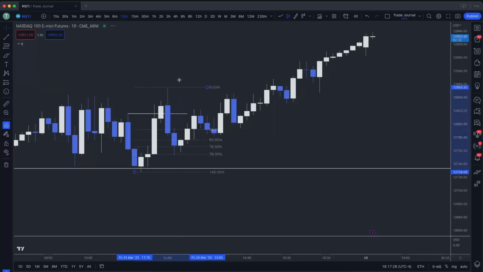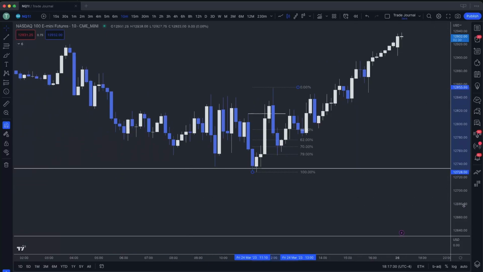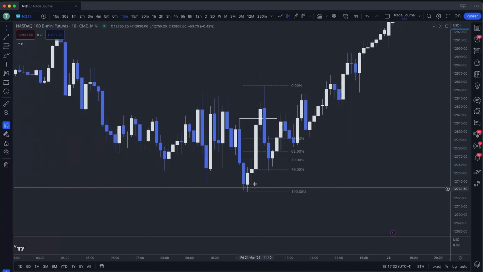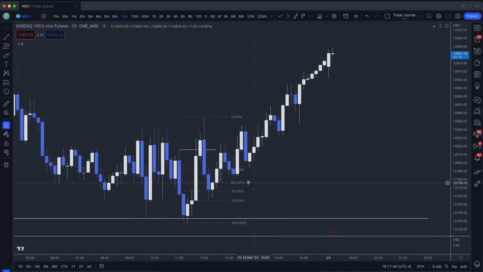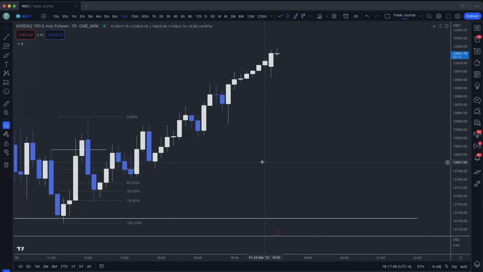You can see, I actually took this off the 10-minute, but you can see that we have a little bit of a displacement. We have our low of the day forming around right before lunch, and we get this push up, this imbalance, balanced price range, optimal trade entry to new highs for the rest of the day.